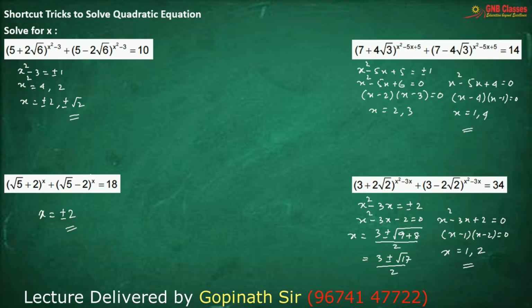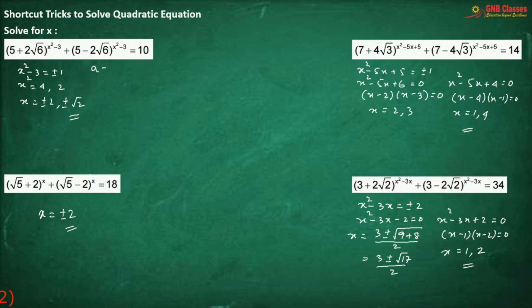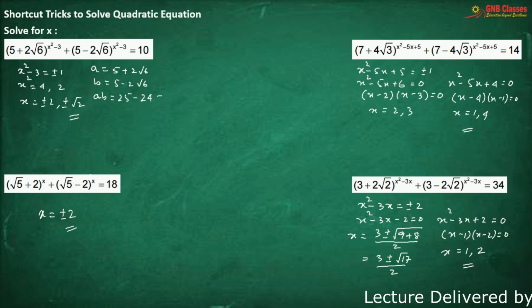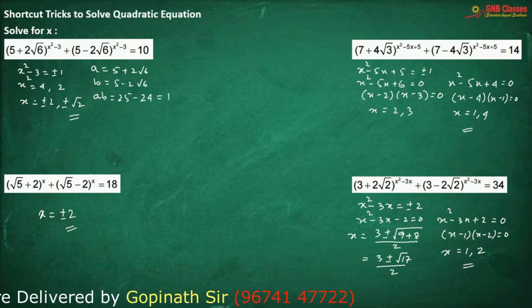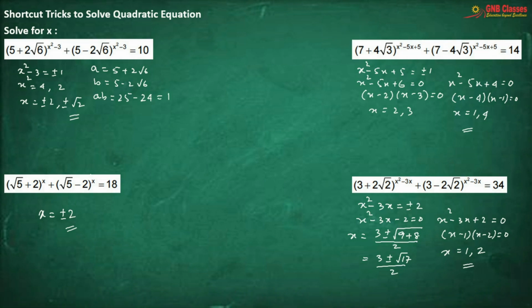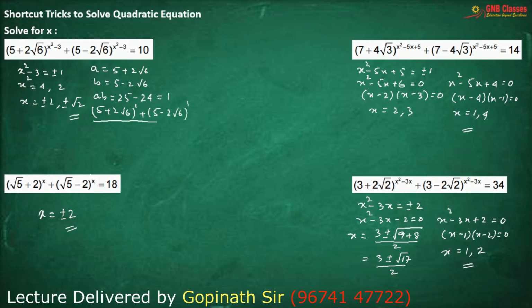Now for the first problem, a is 5 plus 2 root 6 and b is 5 minus 2 root 6. Therefore, a into b will give you 25 minus 24, which equals 1. Now we have 10 on the right hand side. So to get 10, I am writing (5 plus 2 root 6) whole to the power 1 plus (5 minus 2 root 6) whole to the power 1. If I open the bracket, we are going to get 10, right?